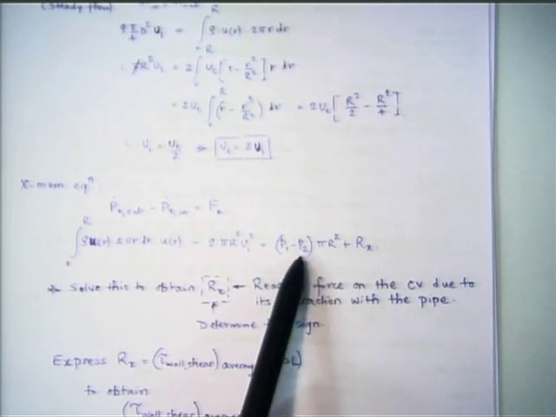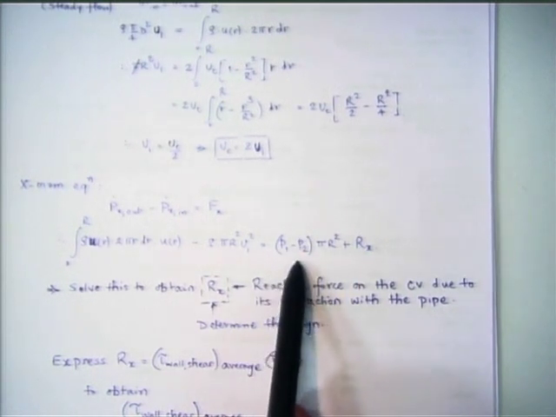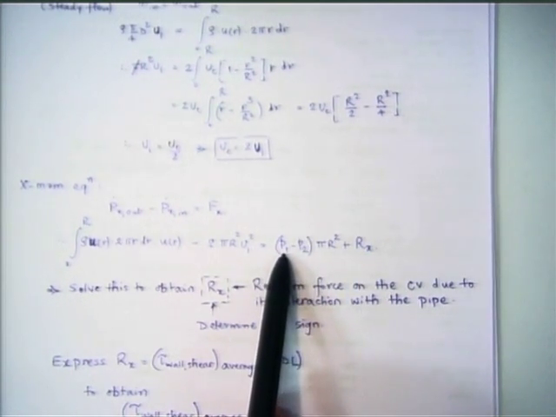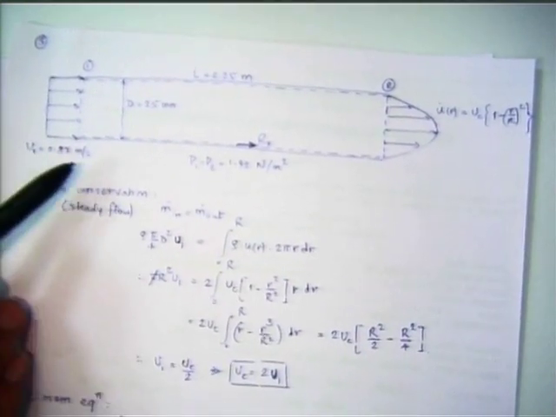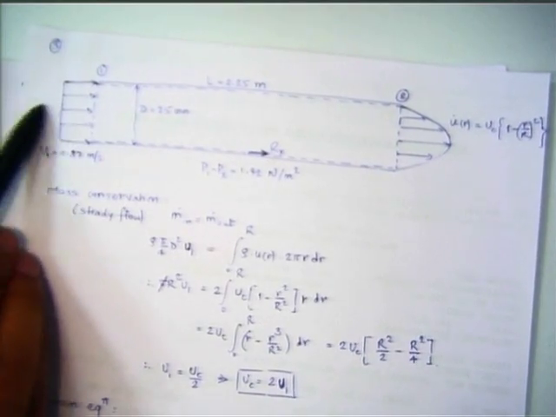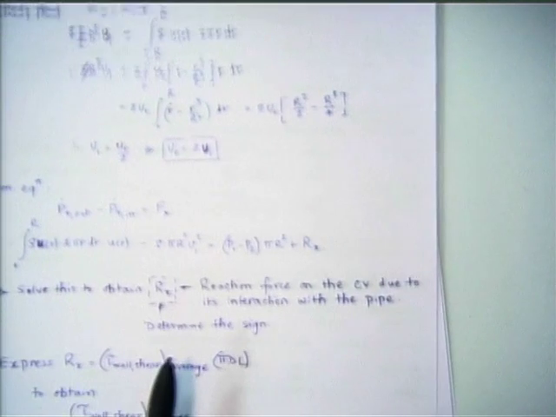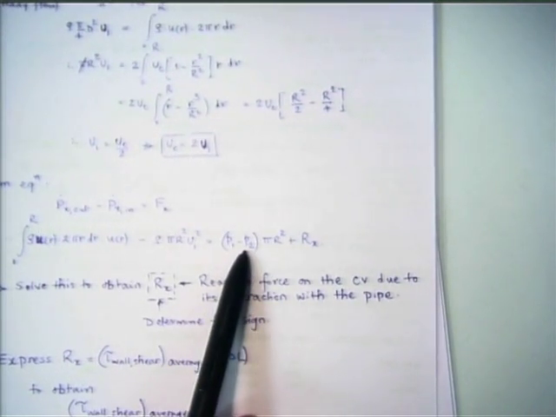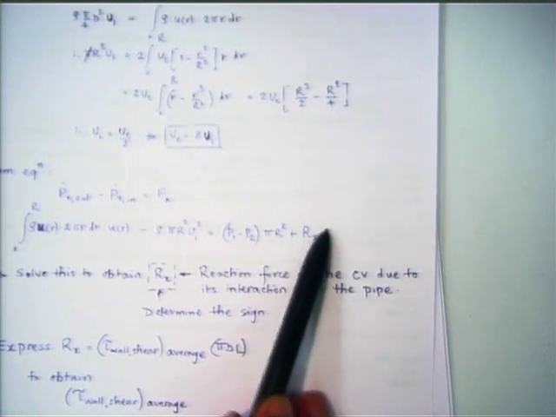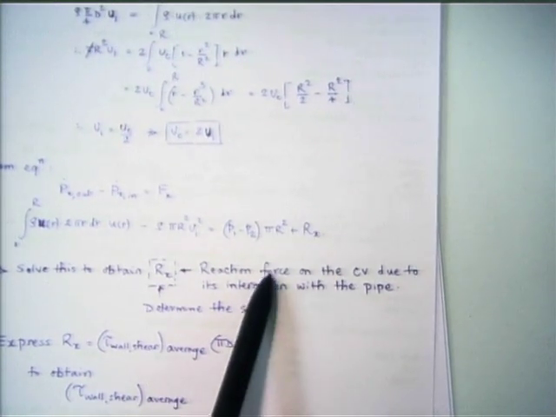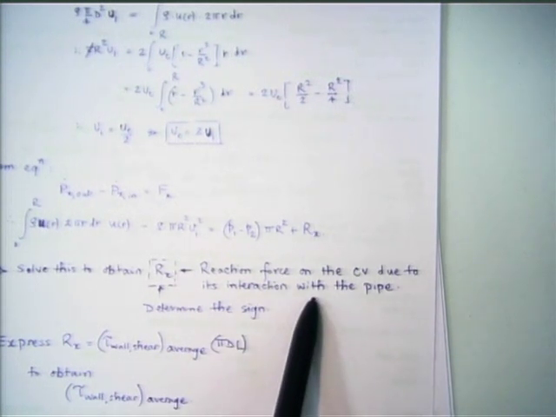Having already talked about that P1 minus P2 in the previous example, the x force due to the pressure difference is simply P1 acting in this direction and P2 acting in this direction on the control volume. So it's again P1 minus P2 in the positive x direction. And as usual, we take this R_x as the reaction force on the CV due to its interaction with the pipe.